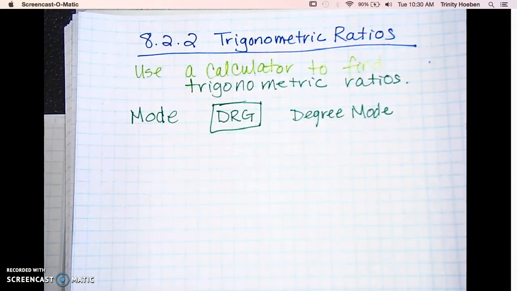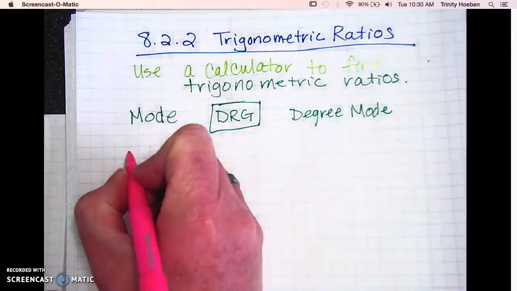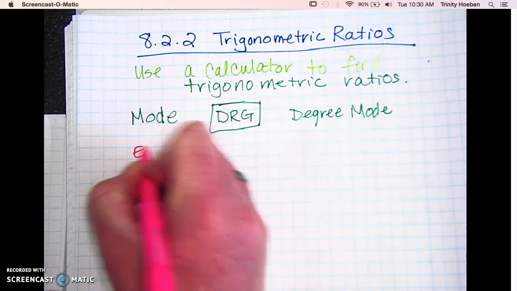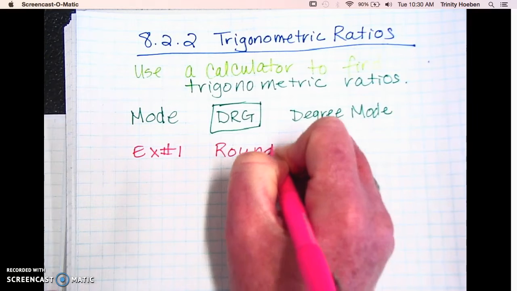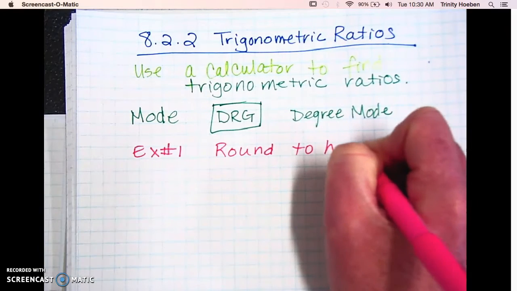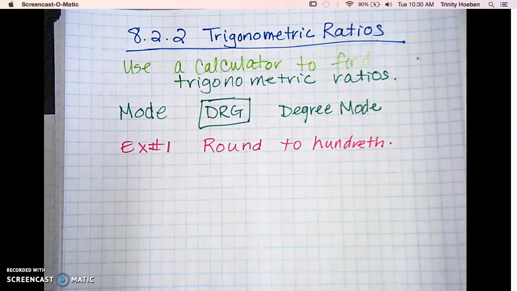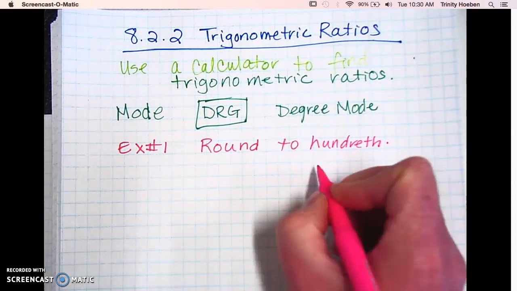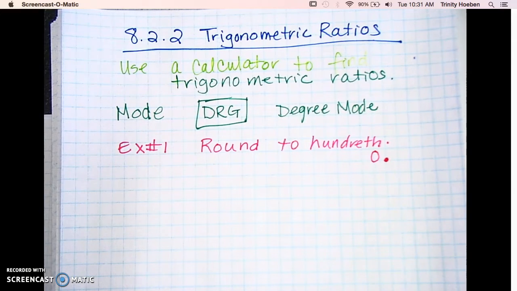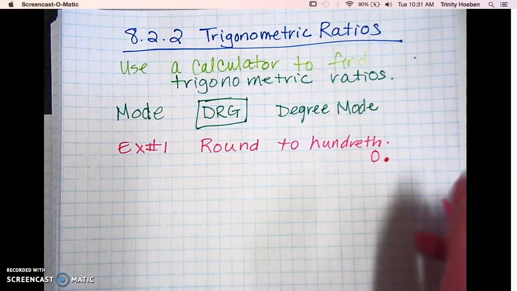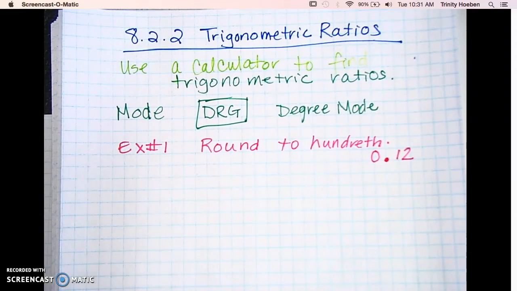All right? So we are going to calculate some trigonometric ratios on your calculator. So for example, number 1, we're simply going to round to the nearest hundredth with a TH on the end, okay, not hundreds, but hundredths, which means you're going to be given a decimal. Usually there's a number out front. It could be 0, it could be 1, it could be 2, it could be any large number.